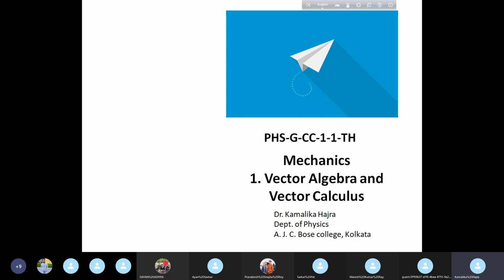So this is what we'll be doing, vector algebra and vector calculus. Although this is for CC1, as I told you, we are doing the same thing for G2. Mostly it will be a general discussion on vector algebra and the primary concepts.